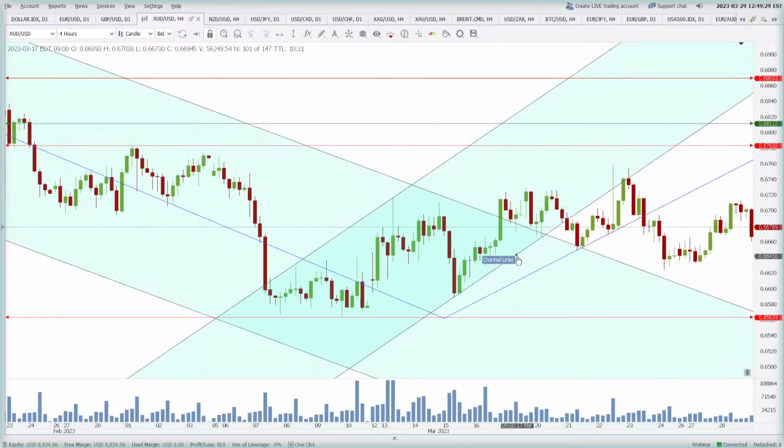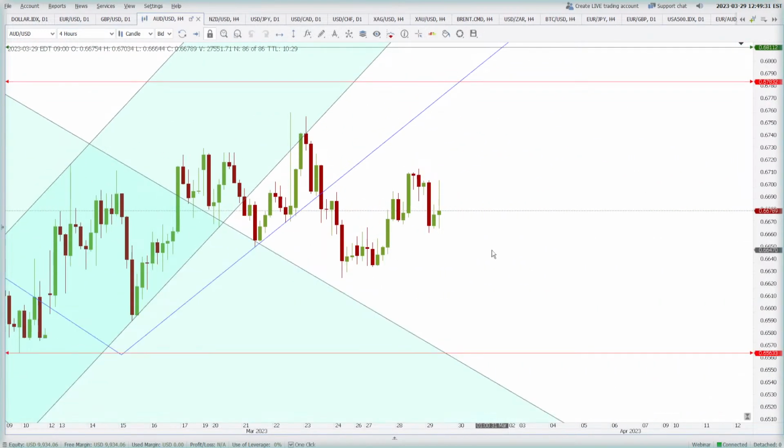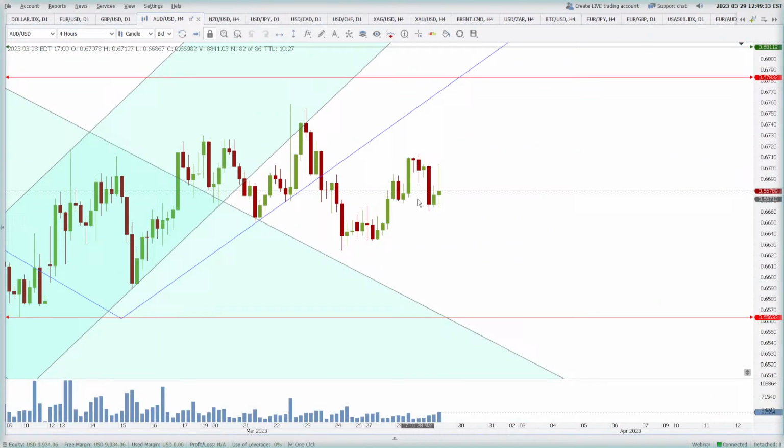When you switch to the 4-hour, you will have a better understanding. So yes, somebody is still ready to buy this market at this fair value gap, but they are rejected here.